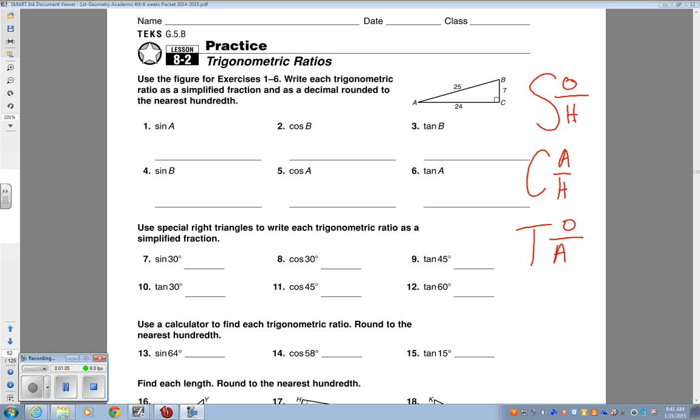So number one, it says sine of A. So you have to look at angle A. Sine is opposite over hypotenuse. So who is opposite angle A? 7. And who's the hypotenuse? So you're going to write 7 over 25.